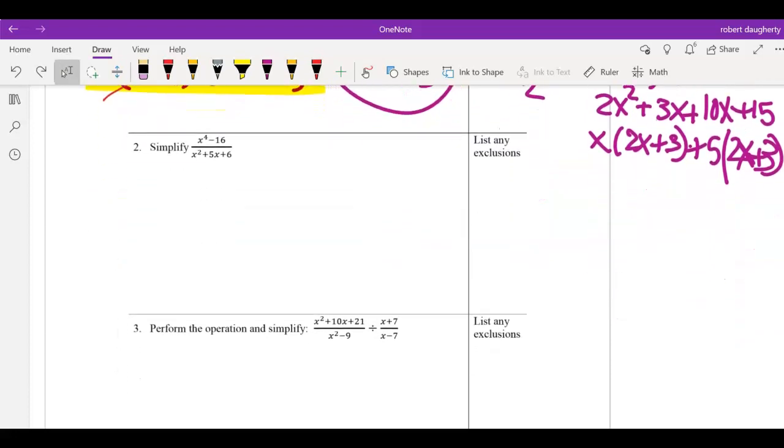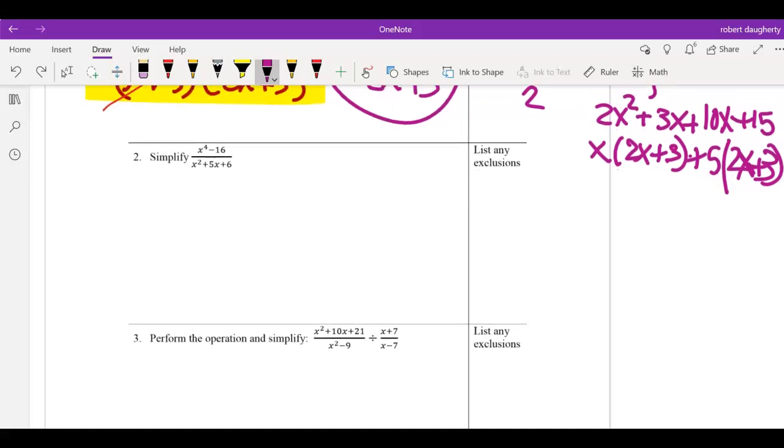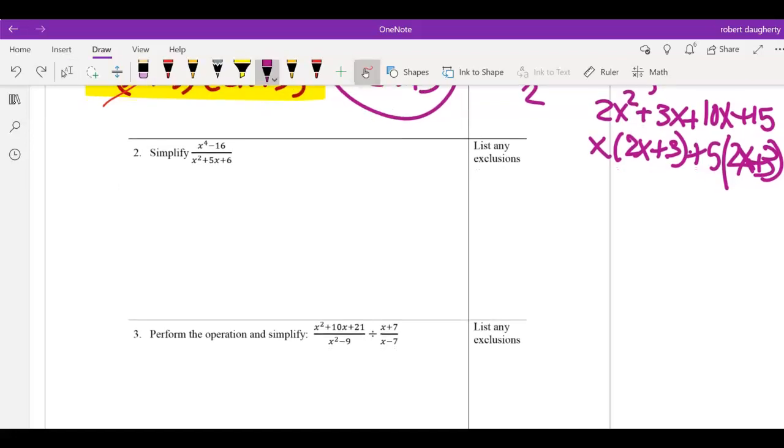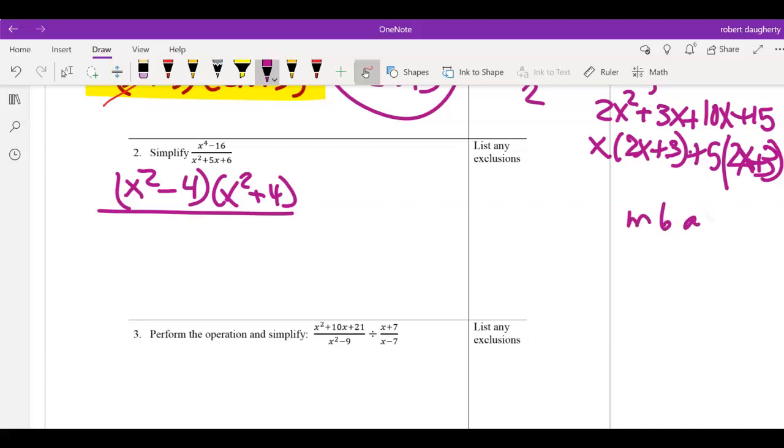X to the 4th minus 16 over x squared plus 5x plus 6, okay? I got to know how to factor. So that x to the 4th minus 16, that is x squared minus 4 times x squared plus 4, over, are there numbers that multiply to 6 and add to 5? That will be a 2 and a 3. So this is x plus 2, x plus 3.